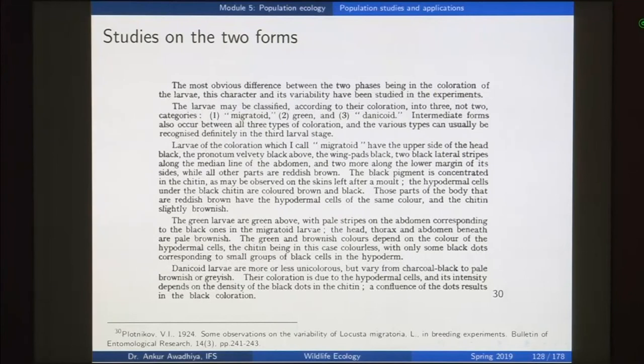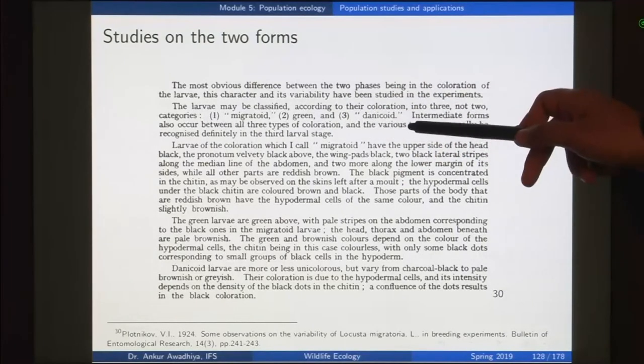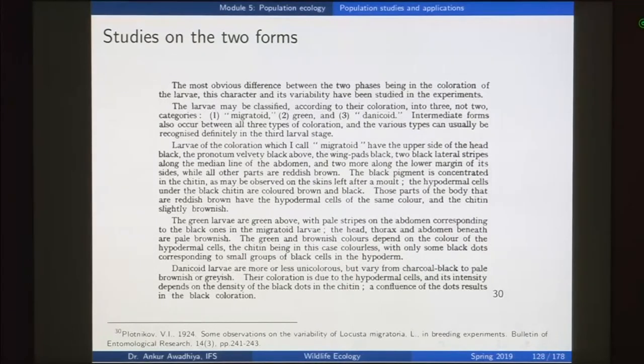Intermediate forms also occur between all three types of coloration, and the various types can usually be recognized definitely in the third larval stage. Now, as in a number of insects, this particular insect also has a number of larval stages, and the differences can typically be seen in the third larval stage. Larvae of the coloration which I call migratoid have the upper side of the head black, the pronotum velvety black below. So, he is essentially describing all these three different varieties: the migratoid variety, the green variety, and the dinicoid variety.